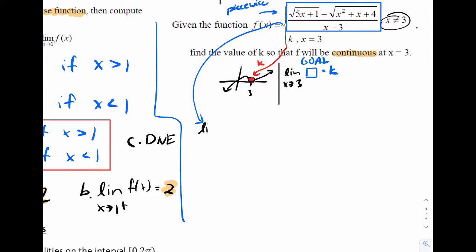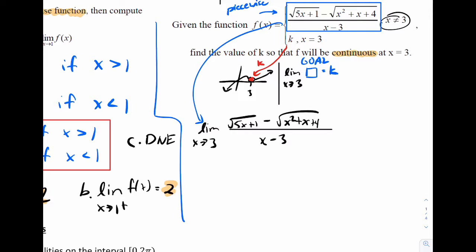So I want to find the limit as x approaches 3 of that entire thing: the root of 5x plus 1 minus the root of x squared plus x plus 4, over x minus 3. Notice how we can't just plug in 3. If you try it, you're going to get 0 over 0. That's indeterminate, and now we know we have to simplify it.